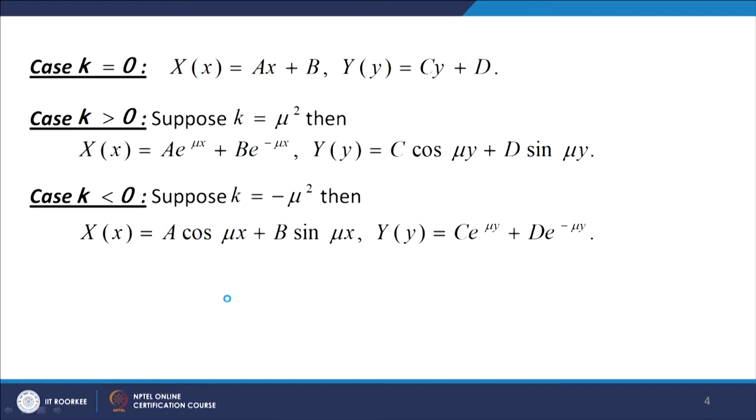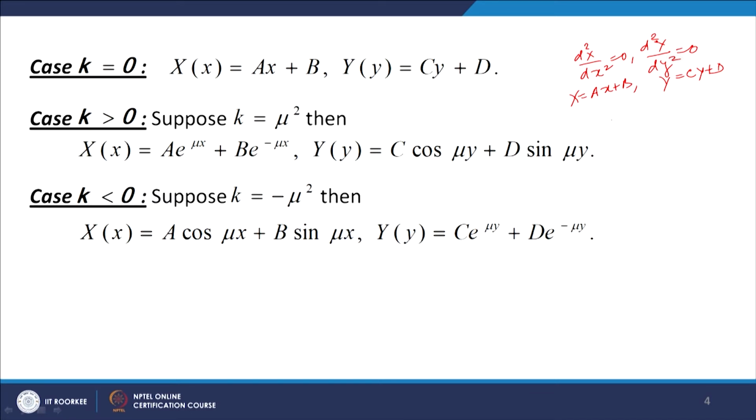In the first case, when k is equal to 0, d square X by dx square is equal to 0 and d square Y by dy square equal to 0. When the second derivative of X with respect to x is 0, it means X is a linear function, so X equal to ax plus b, and similarly Y is equal to cy plus d. So, we have X equal to ax plus b, Y equal to cy plus d. Now, in the case when k is greater than 0, we can write k as the square of some real number, so k equal to mu square.